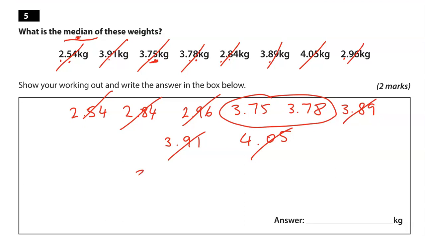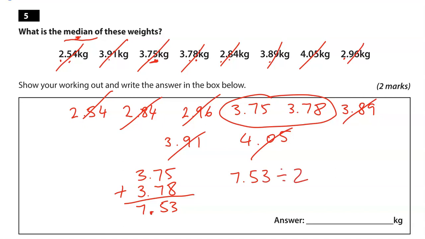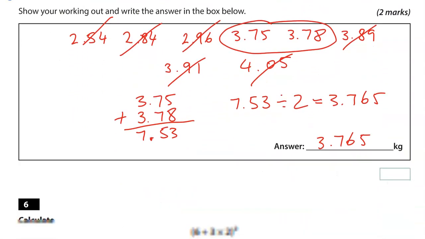Crossing out 1 on each side each time leaves us with 2 in the middle. So 3.75 add 3.78 gives us 7.53. So if we halve that, so 7.53 divided by 2 gives us 3.765. So that's the median of these numbers.